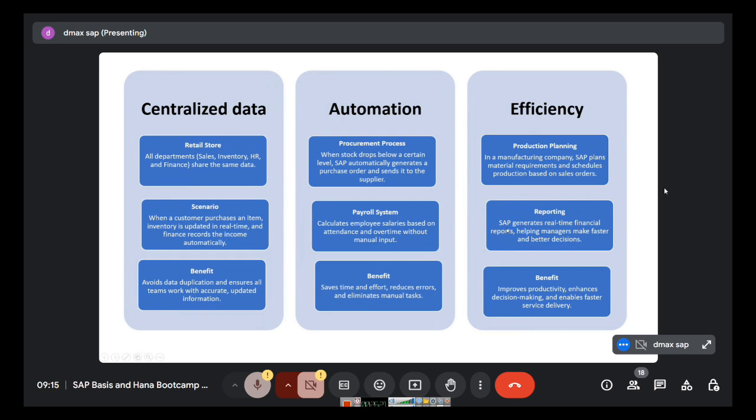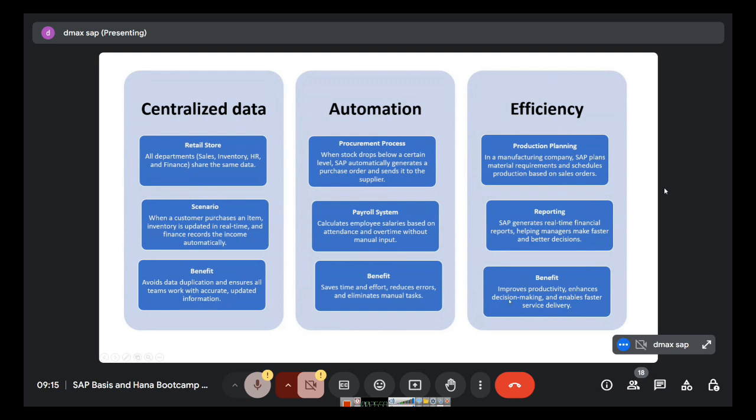Reporting. Not only SAP, every ERP generates reports, but as we are discussing SAP, everywhere it will be SAP. SAP generates real-time financial reports. It helps all the managing people to make faster and better decisions. So according to the sales, yesterday's sales, last week's sales, last year's sales, this year we can plan for a particular period, maybe festival time, year end, month end time, how can we act for our business. These kinds of decision making we can easily do by using the reporting tool which SAP or any ERP provides.